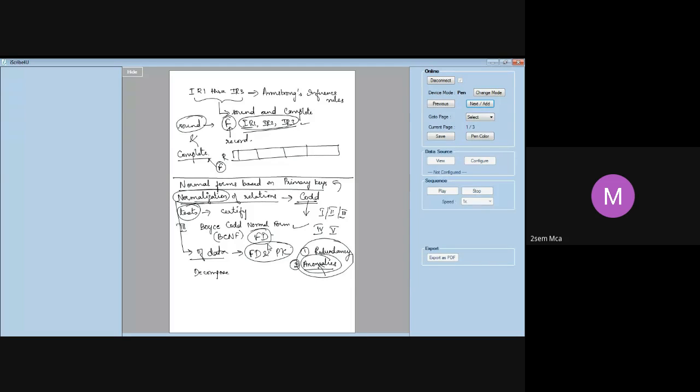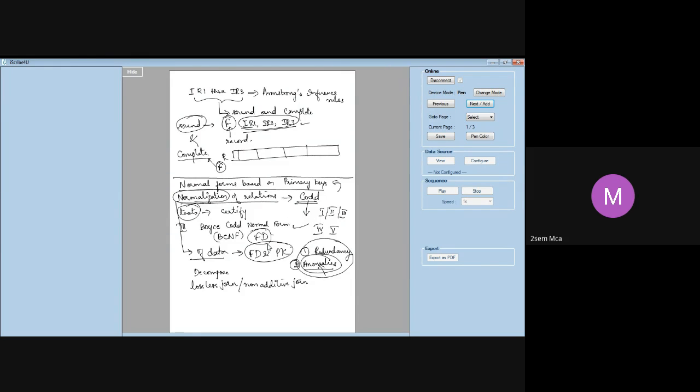Now, normalization itself is not a guarantee for a good database design. It is generally not sufficient to check separately that each relation is in normal form and then say, okay, my database is fine. No. There are a couple of other properties. One is called lossless join, or you can call this non-additive join. This condition should also be satisfied.